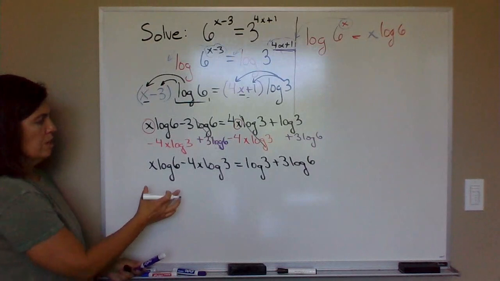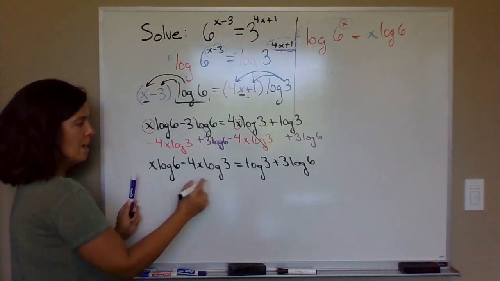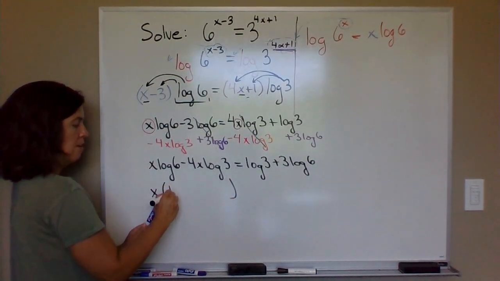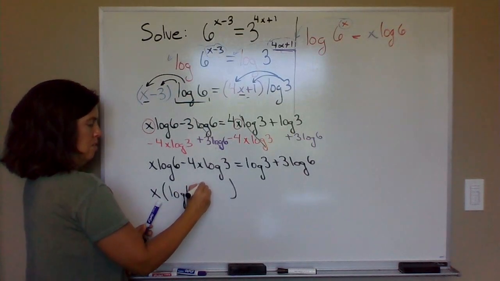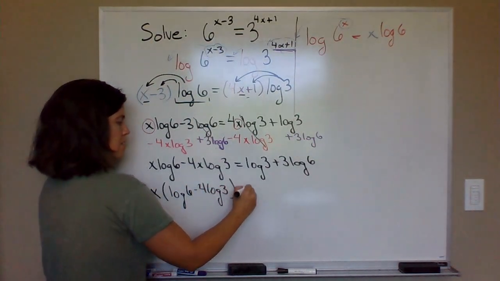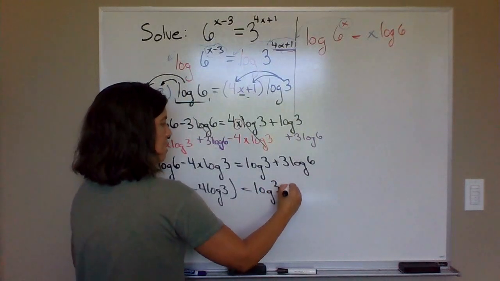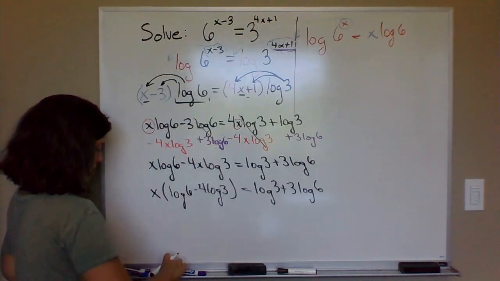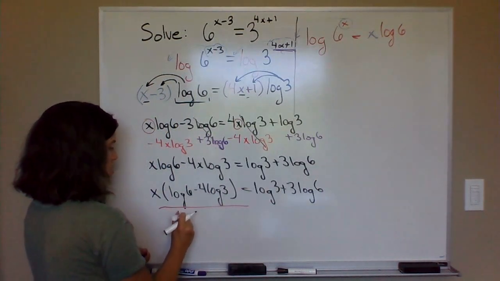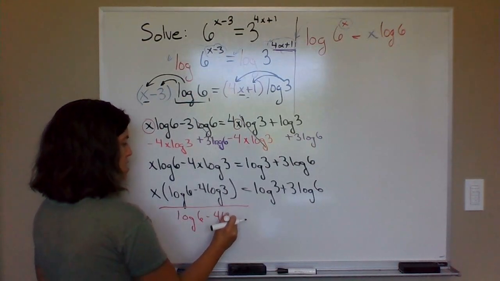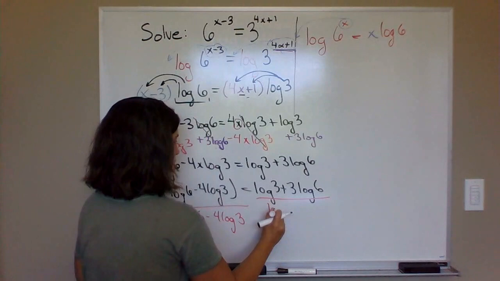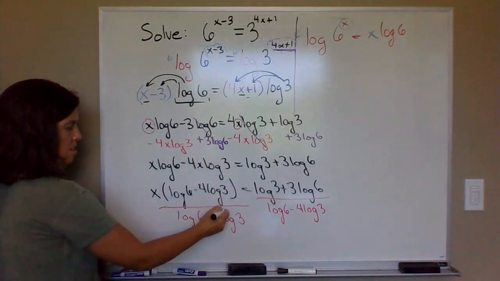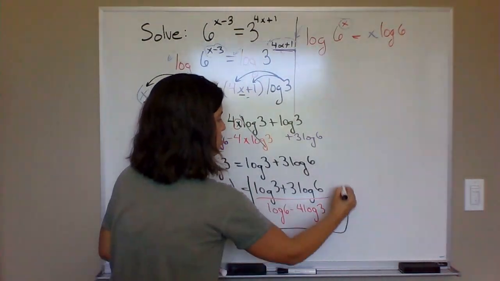And now we're almost home free. So now that you've got your x's collected on one side, you should then be able to factor out whatever variable you're trying to solve for. Like this. And then we can just divide by the other factor here. So in this case, divide by this log 6 minus 4 log 3 on both sides. So that this goes away, and so this right here is your final answer.